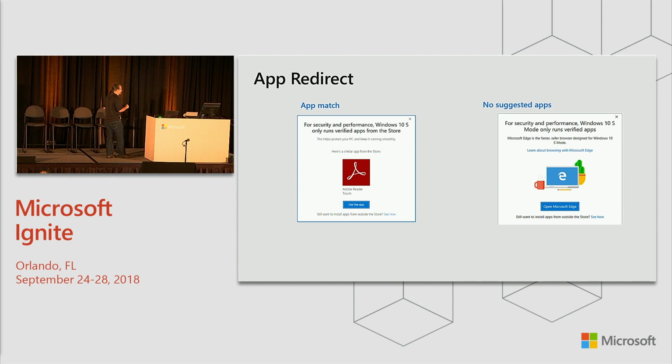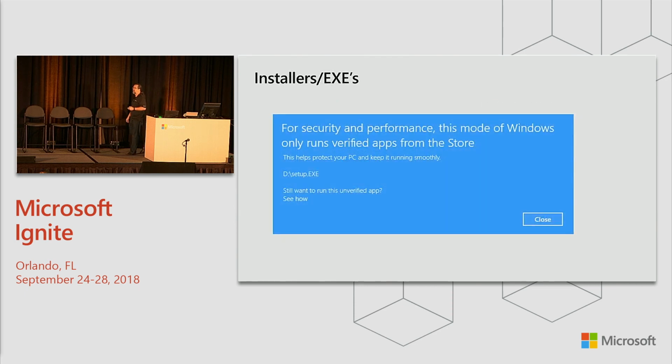That's a good idea. That's the same with Edge as well. If you're trying to load something that requires a blocked control, you also see this in Internet Explorer. An untrusted ActiveX control is not going to be able to run either. If you pop in a DVD that has a traditional setup, you're going to get this: for security and performance, this mode of Windows only runs verified apps from the store. And then you'll see a link, See How, and the See How is only going to do one thing, and that's direct you to the store for the capability of doing an unlock.